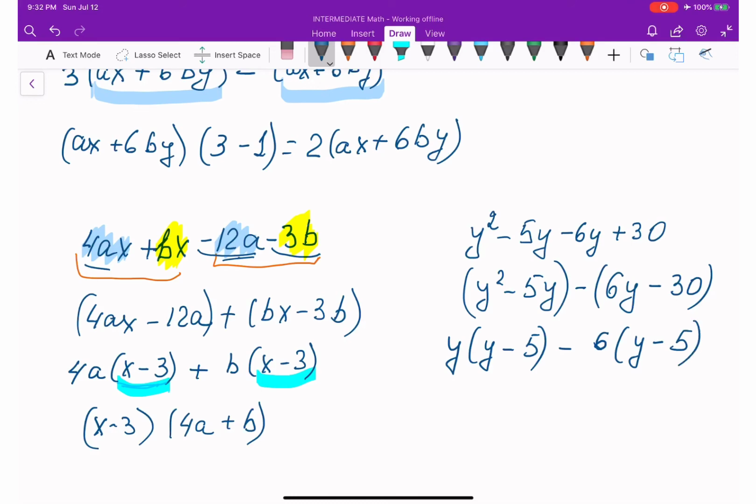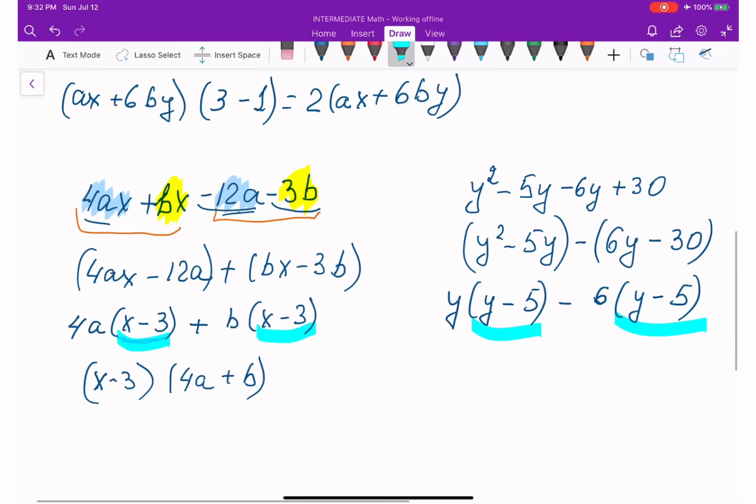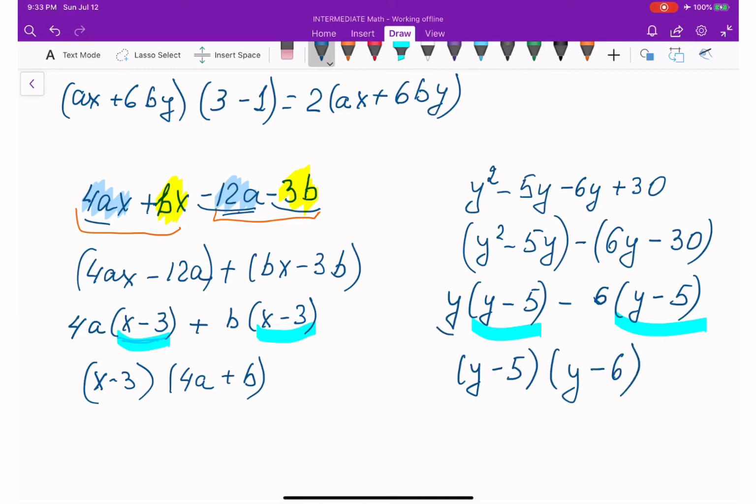Yes? Okay. So our common factor in this case is y minus 5. And we are going to get y minus 5. And then from the first term we will have left y. From the second one we will have left 6. That's all.